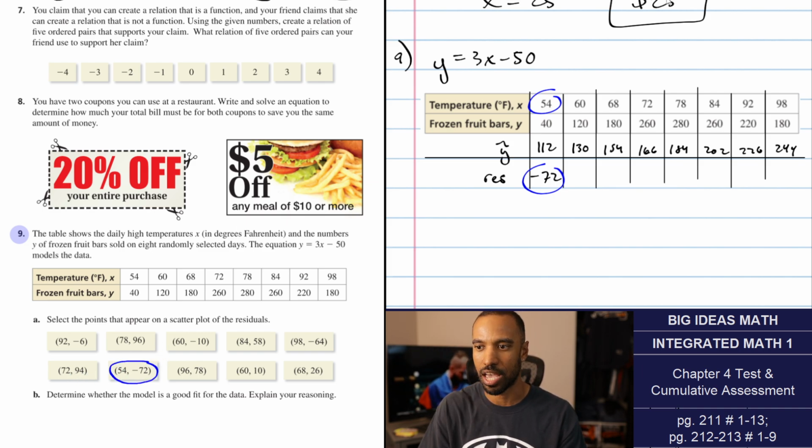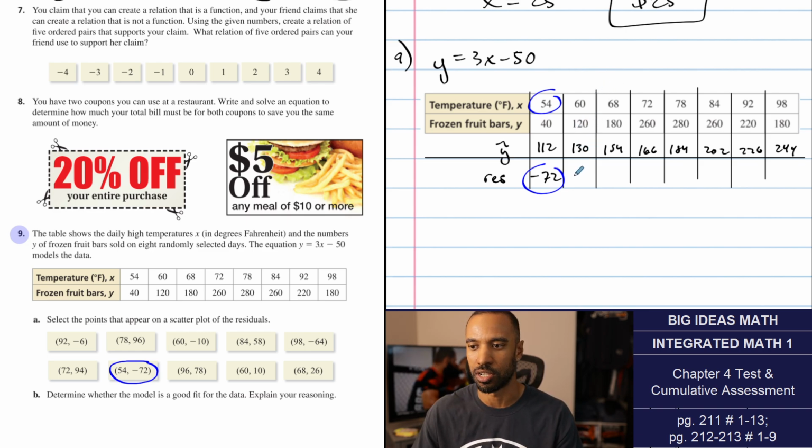Now I'm not going to go one at a time like that just yet. Let me do the actual subtraction. 120 minus 130 is negative 10. This is 26. 94?